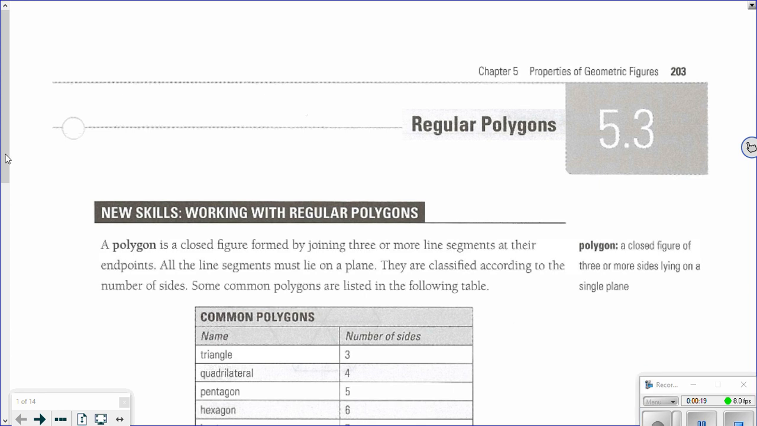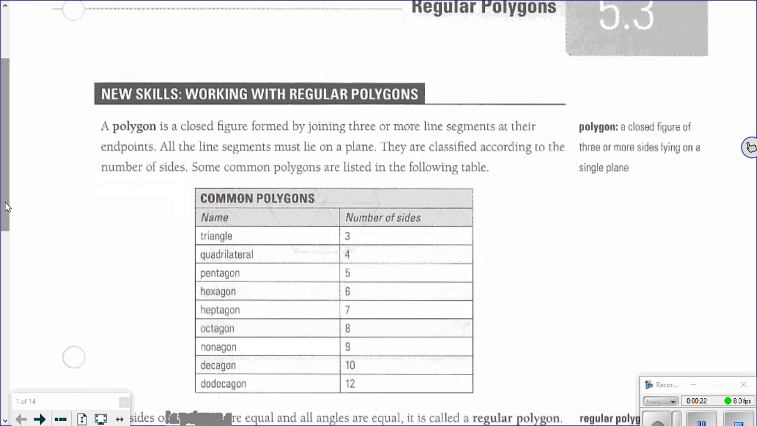So first thing is what a polygon actually is. A polygon is a closed figure formed by joining 3 or more line segments at their endpoints. All the line segments must lie on a plane. They are classified according to the number of sides, and some common polygons are listed in the following table. So basically, it's any 3 or more sided shape that's flat and closed. So the lines have to meet back up again. So this over here, definition of a polygon.